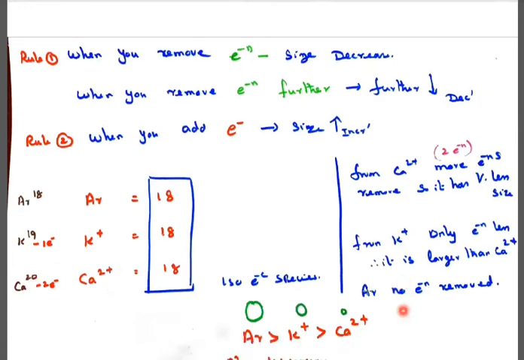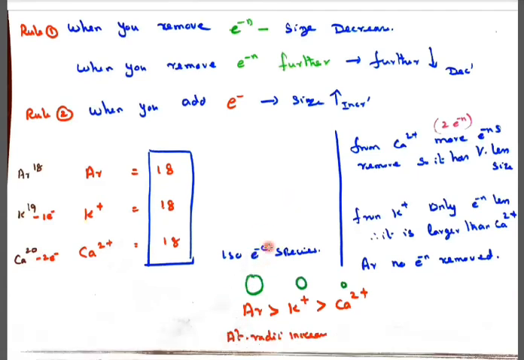Argon, no electron is removed. So based on this concept, argon has 18, and potassium 19 removes 1 electron, it becomes K+ with 18 electrons, and calcium 20 removes 2 electrons and Ca2+ has 18 electrons. More and more electrons removed, the size would shrink.